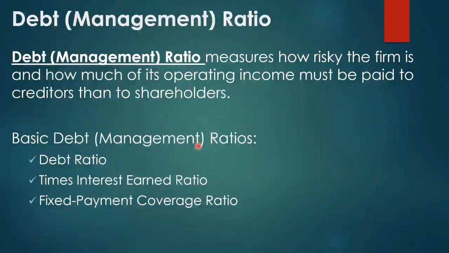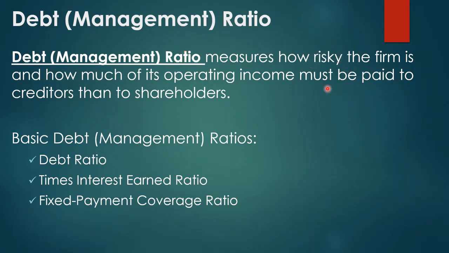Now, punta naman tayo kay debt management ratio. So, itong debt management ratio, it measures how risky the firm is and how much of its operating income must be paid to creditors than to shareholders. So, as makikita natin dito, how risky the firm is. Ang meaning ng risk na yan is yung capability ng firm para bayaran yung utang nito, yung debt nito. Kapag may capability yung firm na magbayad ng utang, less risky siya.